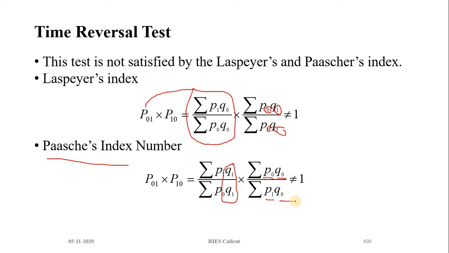That means even when we interchange the base year and current year, we are not getting the similar result. That is, this index number is not time consistent.